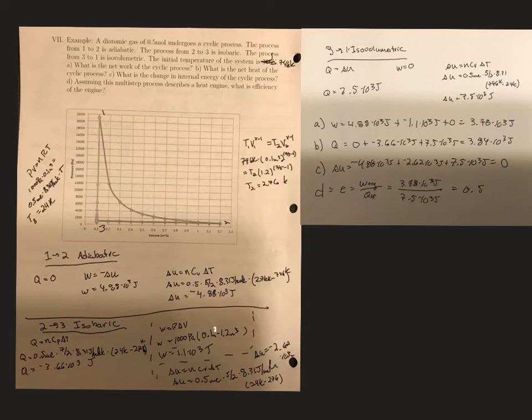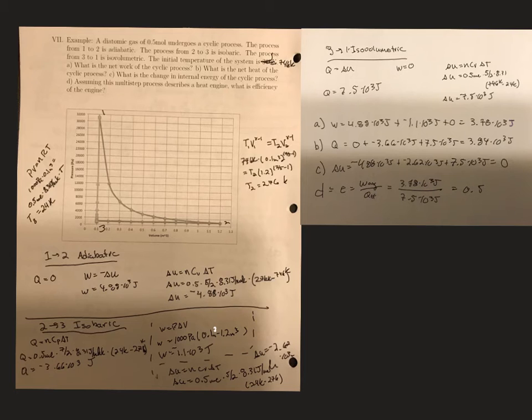And then we need to do isovolumetric, because that's 3 to 1. So in this case, work is going to equal 0 because we have no change in volume. So Q and delta U are going to equal each other. So we're going to do number of moles times molar specific heat at constant volume times the change in temperature, remembering to do 1 minus 3. So 746 minus the 24. And since these two are equal, we're now done with those calculations.